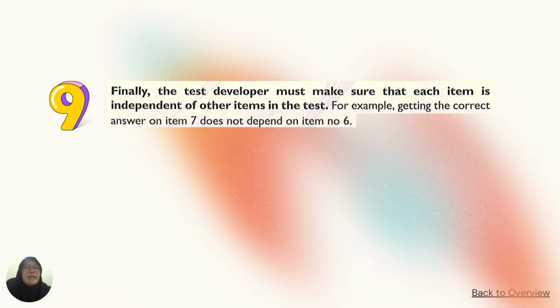independent of other items in the test. For example, getting the correct answer on item number 7 does not depend on item number 6, because maybe it's risky if we have some kind of continual questions from question 6 to question 7. So we must make sure that it is independent. These questions do not depend on the earlier questions or the next questions.